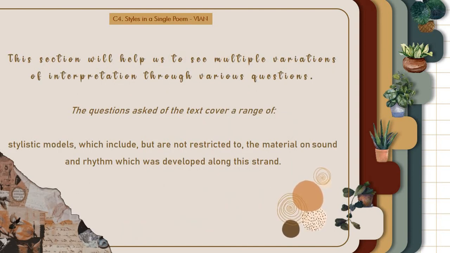Alright, we're here in slide 3. This section will help us to see multiple variations of interpretation through various questions. The questions asked of a text cover a range of stylistic models, which include but are not restricted to the material on sound and rhythm which was developed along this trend. So in a simple way, to help us understand those sentences, these are questions related to the mechanical side, such as the grammar, tone, intonation, and so on. This mechanical questioning could help us see a wider perspective along the journey, like the title said, exploration. So let's go and see what the questions are.